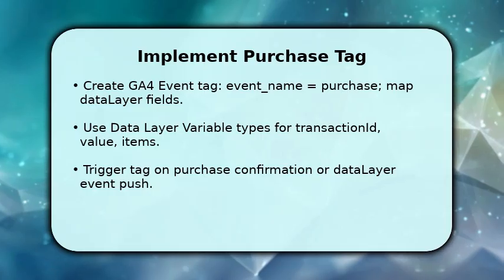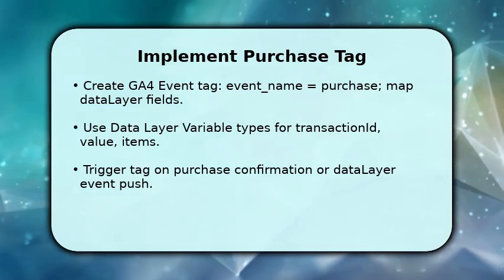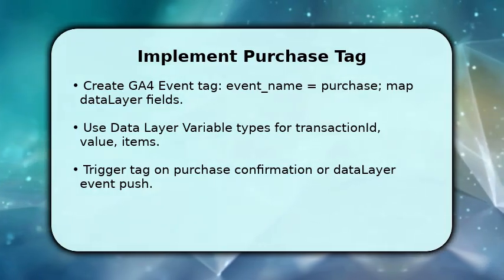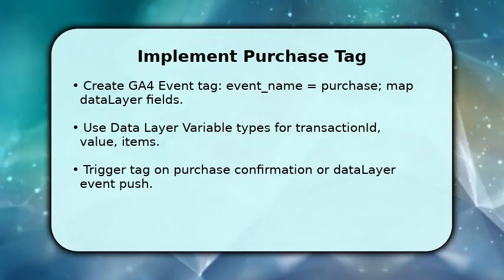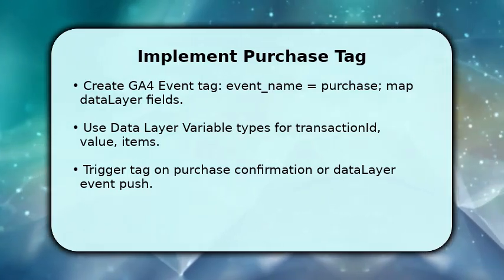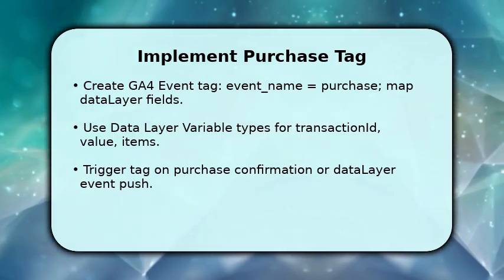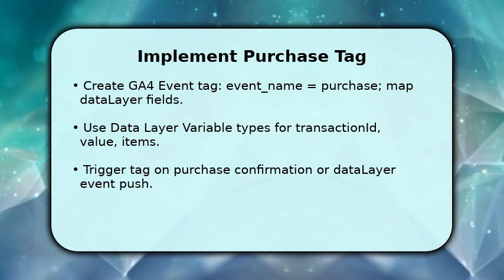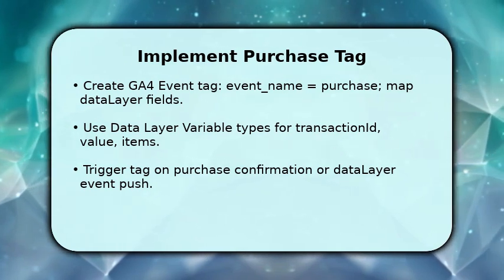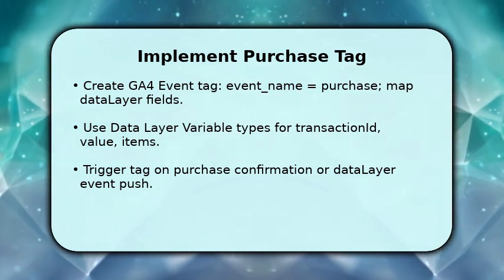Use a custom event trigger listening for the data layer event name, for example purchase or e-commerce purchase, and scope it to the confirmation page if needed. Once configured, enter preview, complete a test purchase, and watch the tag assistant. Verify parameter values, event firing, and that duplicates aren't created before publishing.